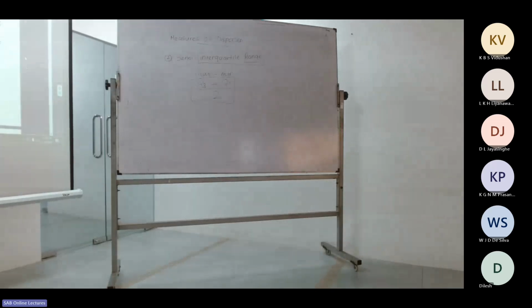Okay, it's clear. Now, range and semi-interquartile range, already we studied two measures of dispersion. Then we move into the third one. The range and the semi-interquartile range we can easily calculate. Then we move into the advanced one. The next one is variance.